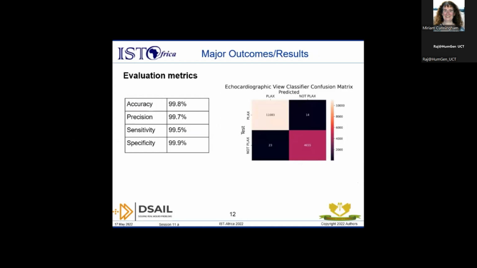Up next, we have evaluation metrics from our binary view classifier. We achieved an accuracy of 99.8%, precision of 99.7%, sensitivity of 99.5%, and specificity of 99.9%. I'll say these are very good results. But as you can see on my right, from the confusion matrix, we had some echocardiograms that were not correctly classified.